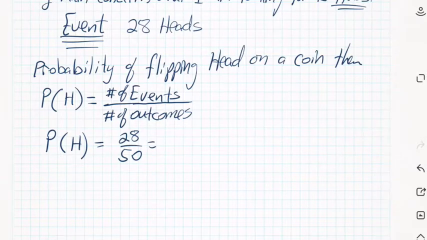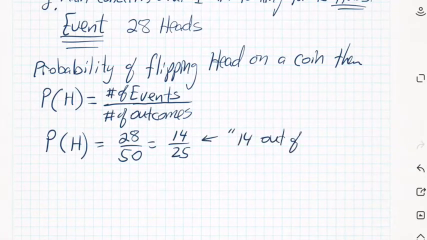And then, we could reduce this fraction or change it into a percent. Both of them are very valid. Or change it into a decimal. They're all equivalent notations. Because it's a nice fraction here, I would probably just reduce it. 2 goes into both of them. So this would be 14 out of 25. So the language here would be 14 out of 25.